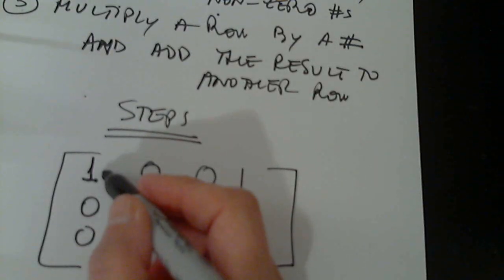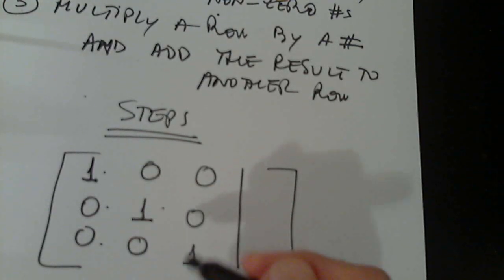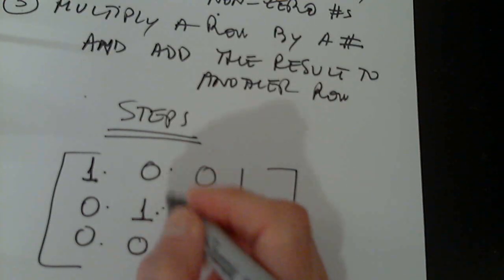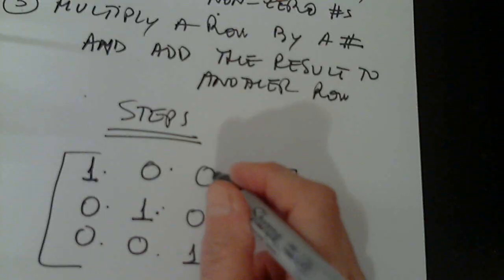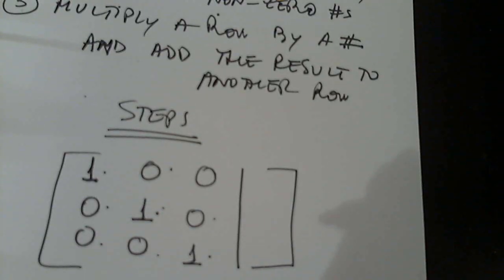It's always the 1 and then the corresponding zeros of the column.